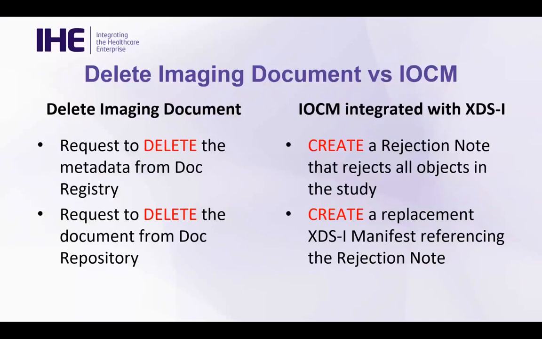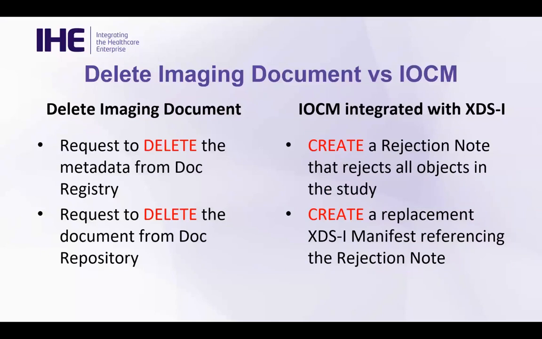So the manifest originally referenced the study. Let's say the study has 3 series, 10 objects each, like you said. So there's an existing manifest that references that study with the 3 series with all the 10 objects. Now that study is deleted. Yes. You have a rejection note that will say these 3 series and these 10 objects in each of the series are rejected now. So that rejection note itself is a DICOM object.